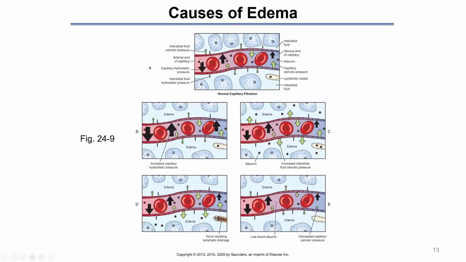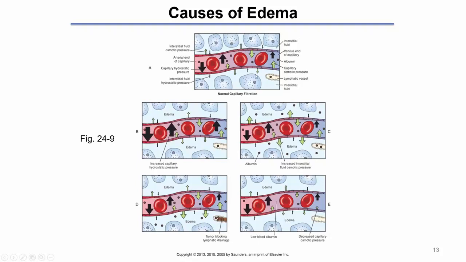A couple of slides back, we saw the various forces that operate in terms of normal capillary filtration. We have the main forces being capillary hydrostatic pressure, pushing fluid out of the vascular compartment, and then we have the capillary osmotic pressure bringing fluid back into the vascular compartment. We can ignore the hydrostatic pressure of the interstitial fluid and the oncotic pressure of the interstitial fluid. They are so small that we can ignore the forces. So essentially it's about the balance between the capillary hydrostatic pressure and the capillary osmotic pressure.